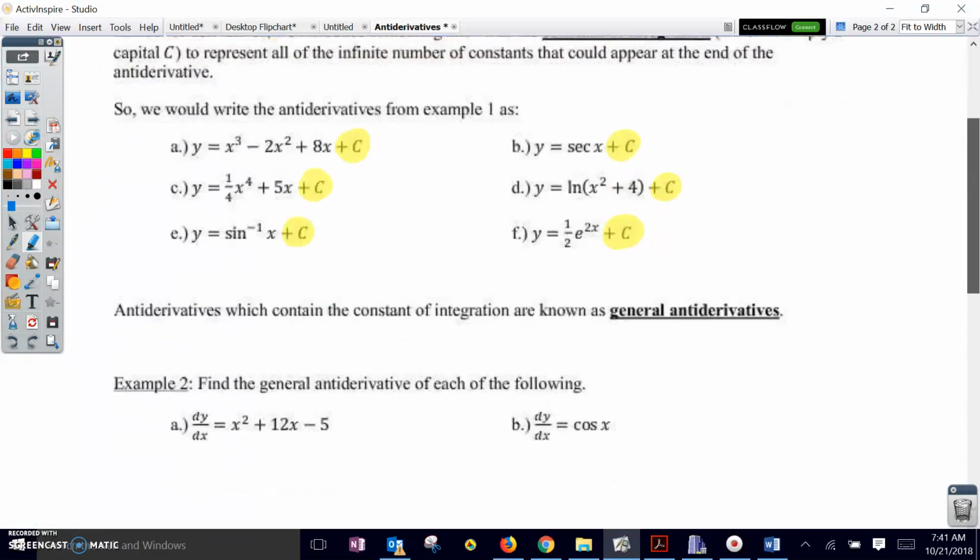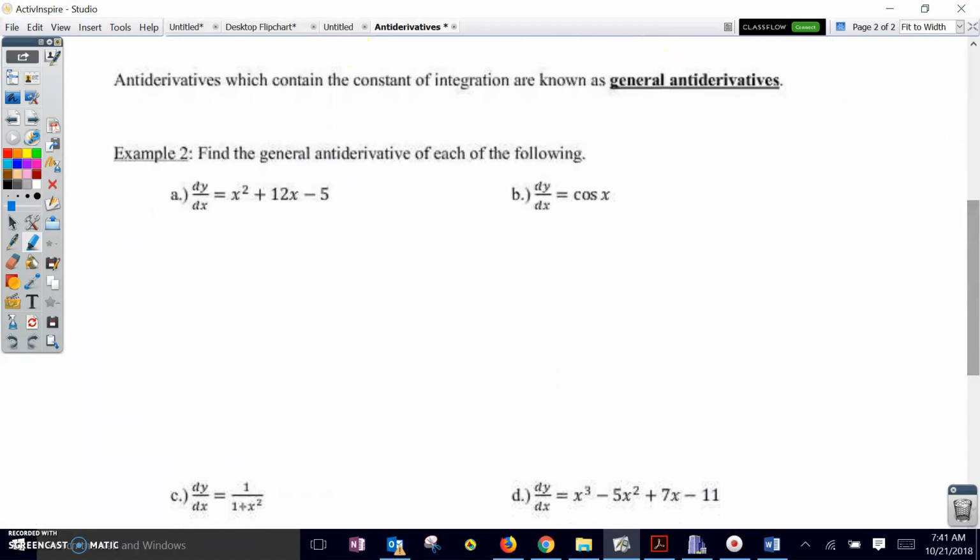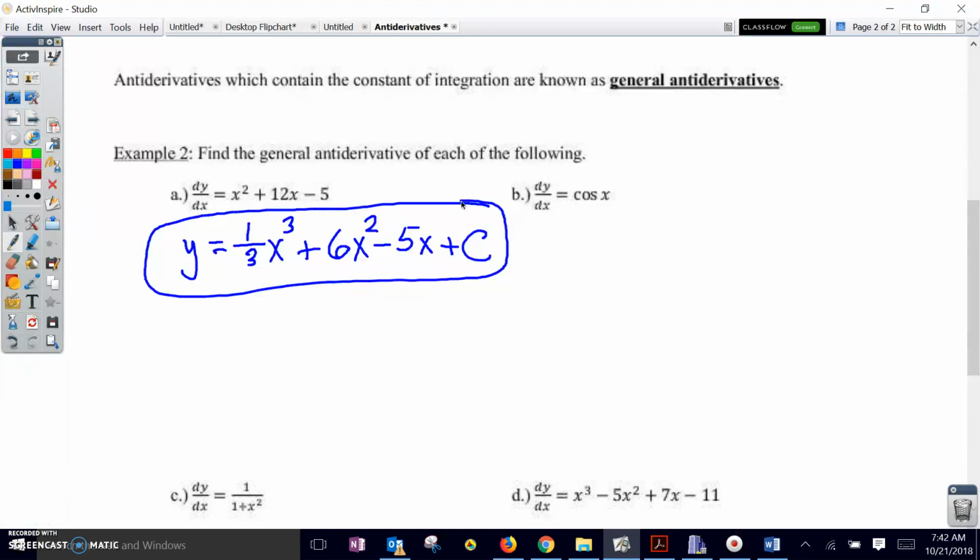All right, let's find some general antiderivatives here. Part A, dy dx equals x squared plus 12x minus 5. So the antiderivative of dy dx is y. The antiderivative of x squared is 1/3 x cubed, or x cubed over 3, whichever way you want to write it. The antiderivative of 12x, what do I take the derivative of to get 12x? That's going to be 6x squared. What do I take the derivative of to get minus 5? And then I need my constant of integration on the end. And there's my general antiderivative for that differential equation.